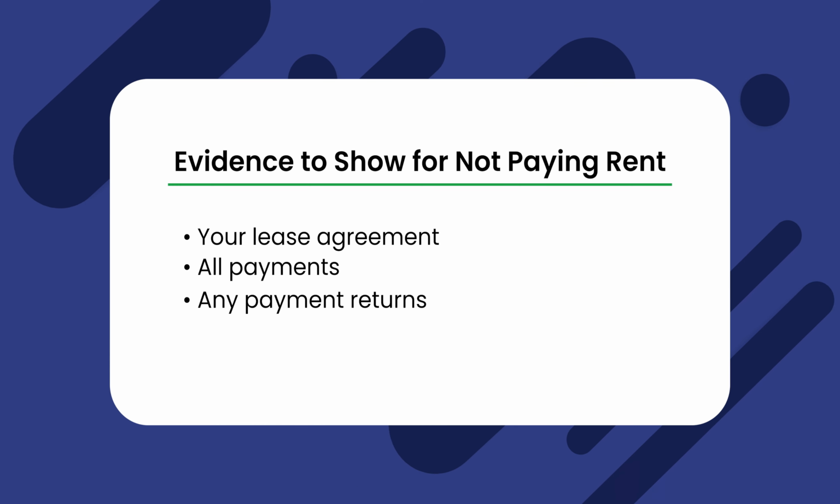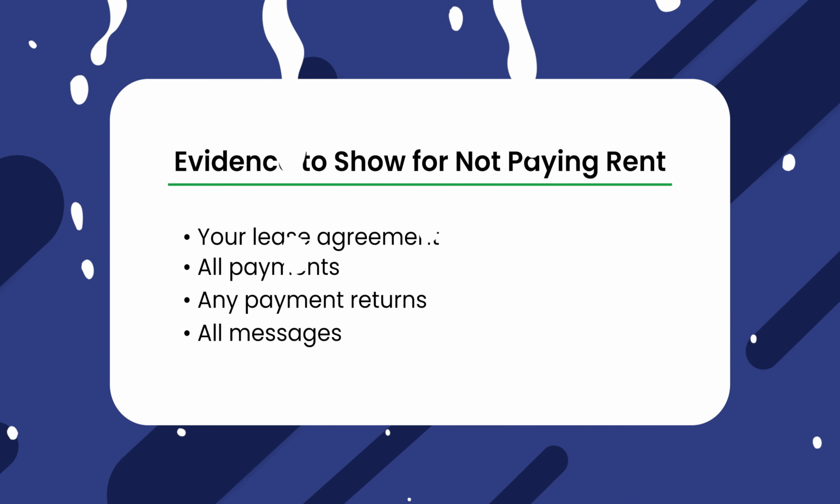Any payment returns. If their check bounced, their bank account had insufficient funds, or they did a chargeback dispute on their credit card, show this to the judge. Also, show any fees your bank may have charged you and any penalties you are owed according to your lease agreement, and all messages. If you sent your tenant automated or manual payment reminders by text, email, letter, or mail, it can be very beneficial to show this. While it's usually not needed, it's still good to show that they were aware of the situation and were given time to cure and make payment. This is why it's always best to have everything in writing instead of any phone calls or face-to-face meetings.